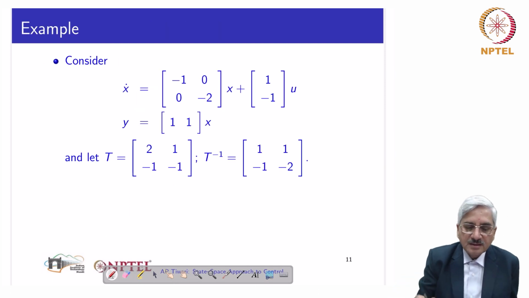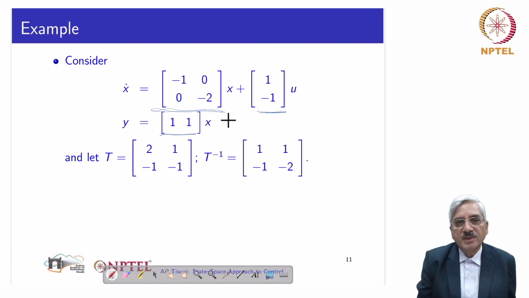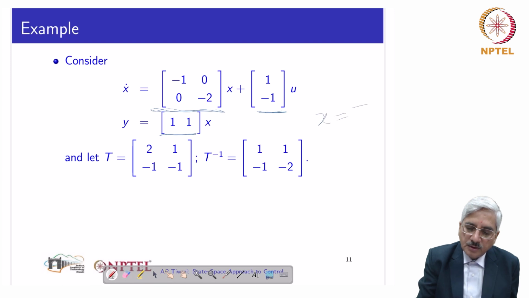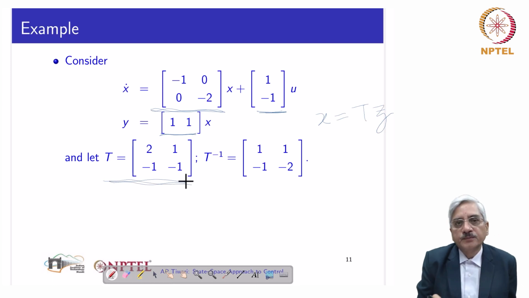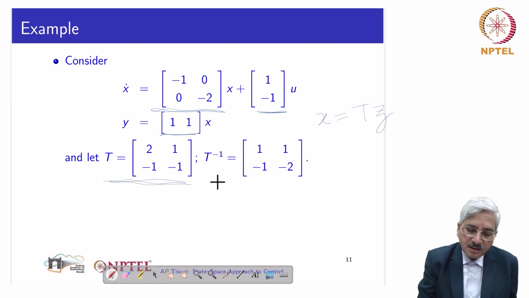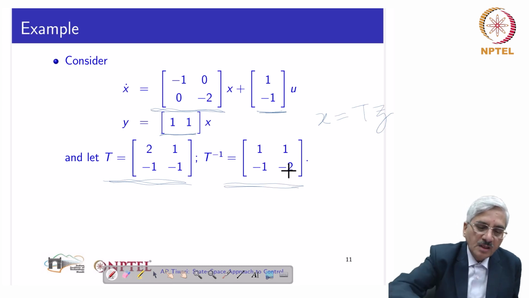As an example, we consider this system. Here x dot is given with a diagonal system matrix A, this is the input matrix B, and y is given with the C matrix 1 1 times x. Now we want to transform to a new representation where the state variable will be z, related like this, x equal to Tz, and we are going to select T as shown. You can check that its inverse will be T inverse equal to 1 1 minus 1 minus 2.